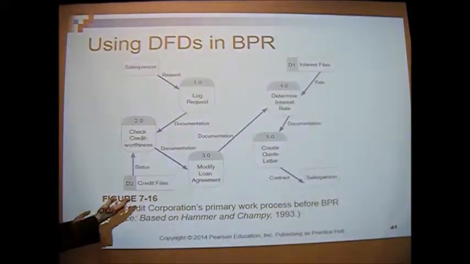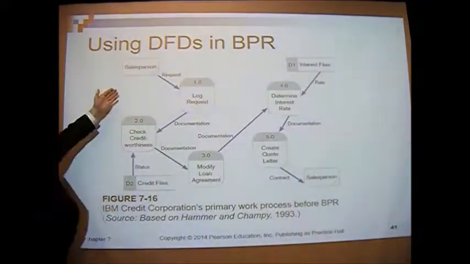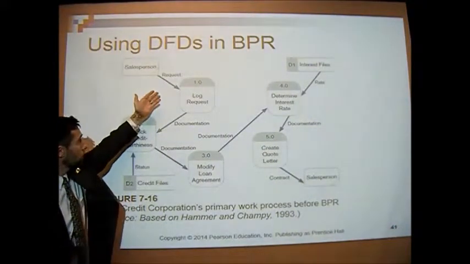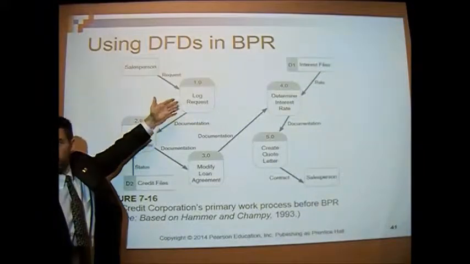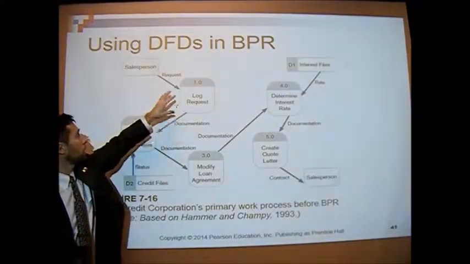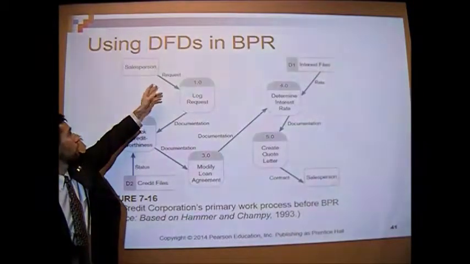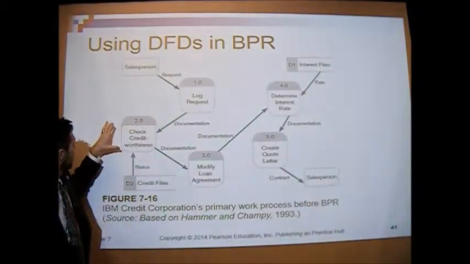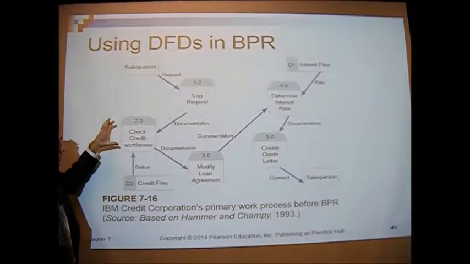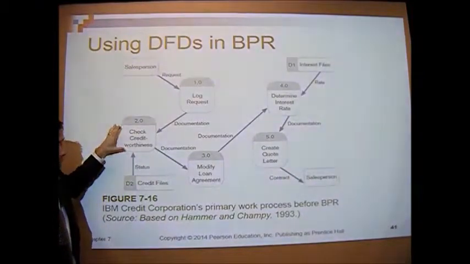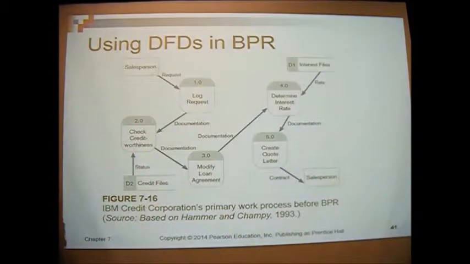So if you were writing about this, you'd say, at IBM, the first thing that they do as part of their contracting process is a salesperson submits a request which is logged as part of a process. After that process, the documentation which consists of a logged request is passed on to a process where creditworthiness is checked. And so you explicitly talk through every single step and every single arrow that's in the diagram. And that's a good chunk of your paper. And you do the before and the after.